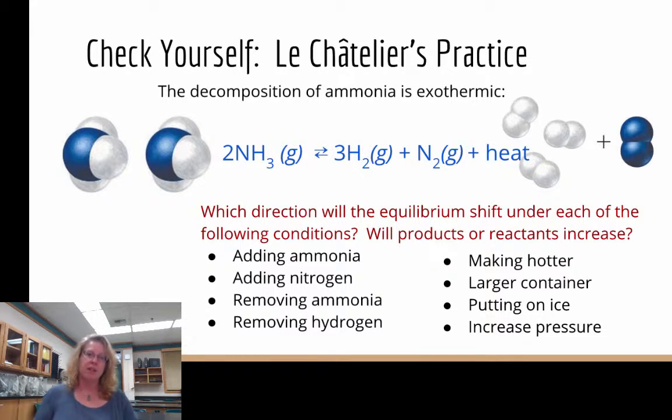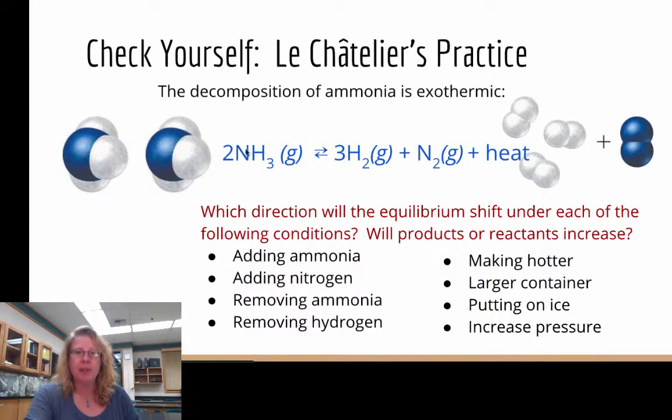But for each one of these, I want you to think about, number one, which way would this shift? Would it shift to the left towards the reactants or to the right towards the products? And then what will increase and decrease? Will the reactants increase or decrease? Will the products increase or decrease? So go through that in your head, and sketch those out. There's my list of 8 things. Hit pause right now, and I'll come back and give you the answers here. Ready to go? All right, so here we are.